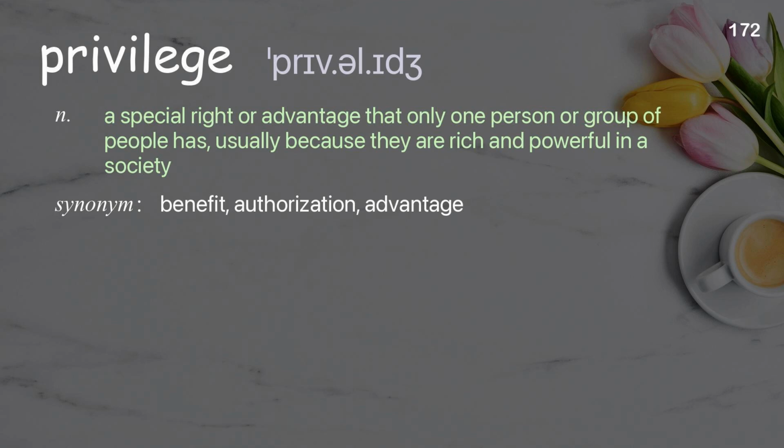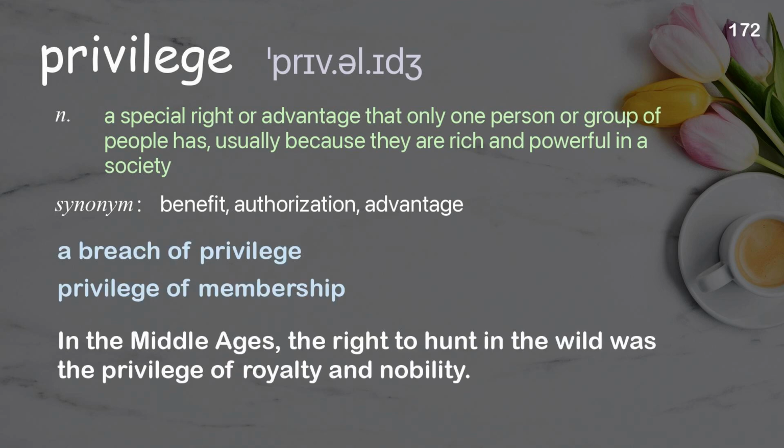Privilege. A special right or advantage that only one person or group of people has, usually because they are rich and powerful in a society. Examples: a breach of privilege. Privilege of membership. In the Middle Ages, the right to hunt in the wild was the privilege of royalty and nobility.